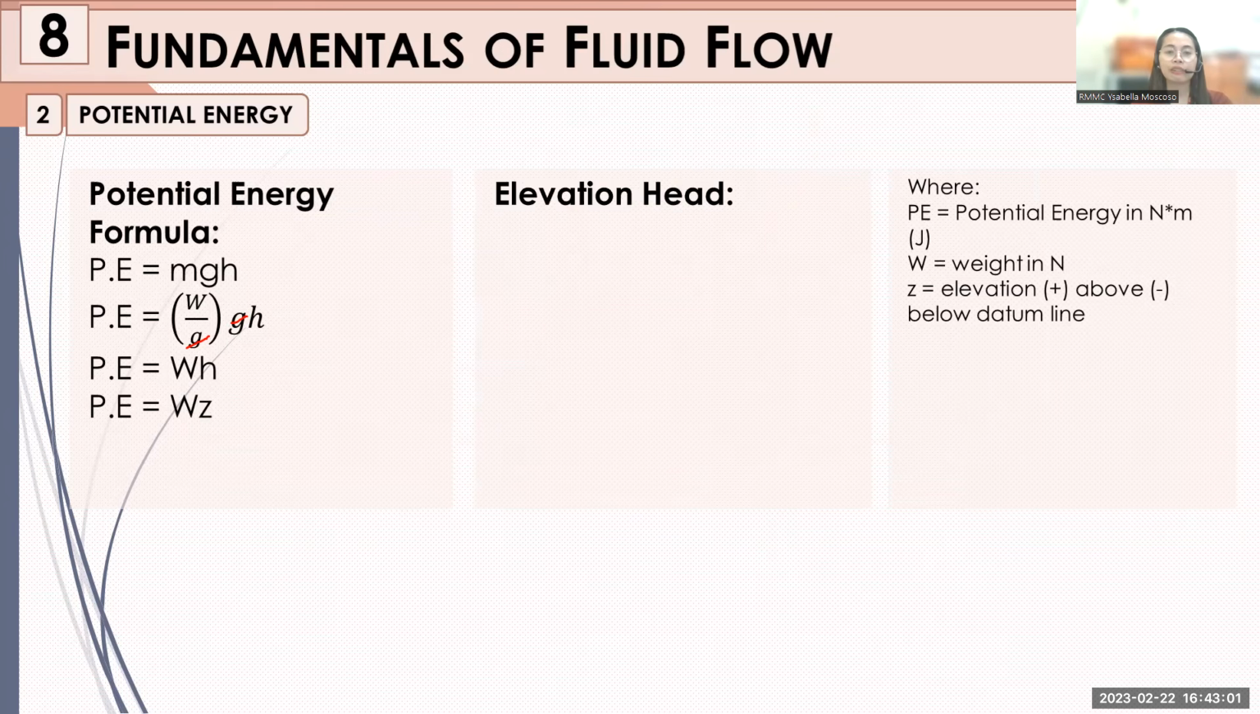Okay, so let us quantify the formula for your elevation head. Pag sinabi natin elevation head, gaano nakaangat yung pipes ninyo or yung system ninyo from the datum. Since elevation head yan, that is an energy equation divided by the weight. So potential energy divided by the weight, that is WZ divided by W. W here will be cancelled. Therefore, your elevation head is equals to Z.